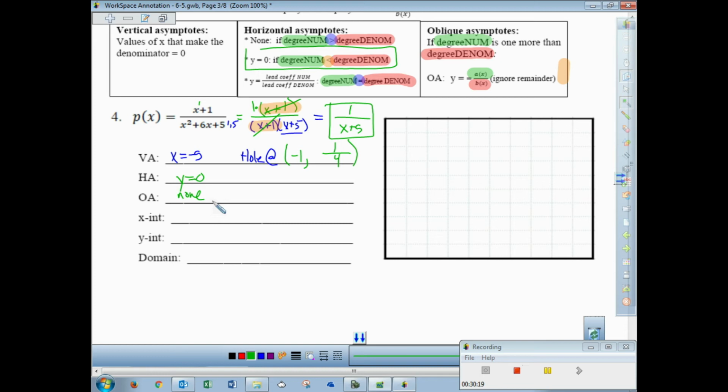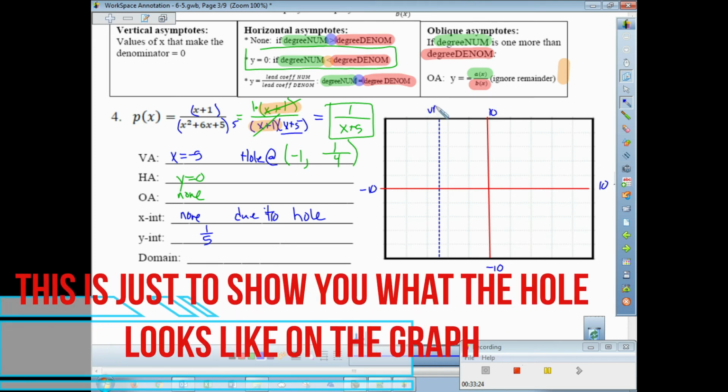Cool? Unless you put none here, then you have to check. There's a vertical asymptote at x equals -5. I've graphed this. I got to graph the hole. I'm going to put a hole there. I put an ordered pair, (-1, 1/4). Now, I got a horizontal asymptote at y equals 0, I will graph him. Horizontal asymptote at y equals 0. And oblique asymptotes, there are none.